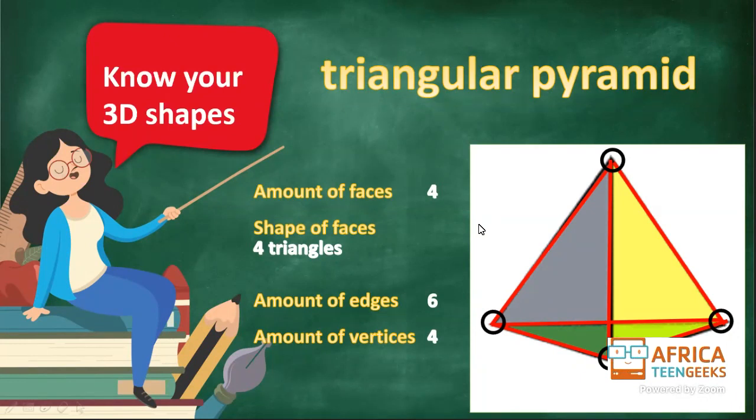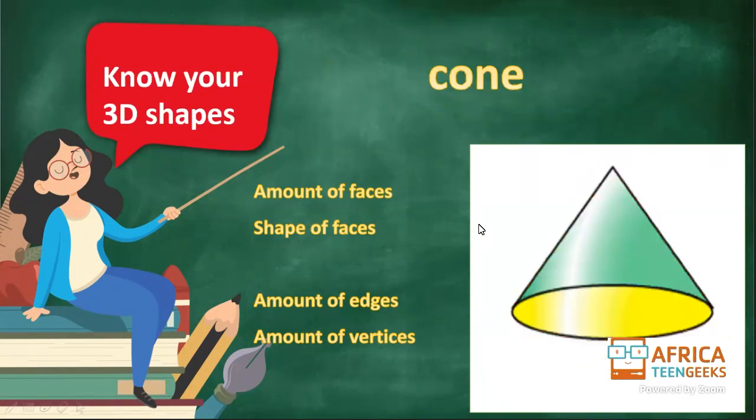Right, let's quickly look at the cone. We are also running out of time. This one's easy, so I'm going to go through it quickly. How many faces does a cone have? Yes, the first one to say 2 was Naledi. Very good. What's the shape of the faces?